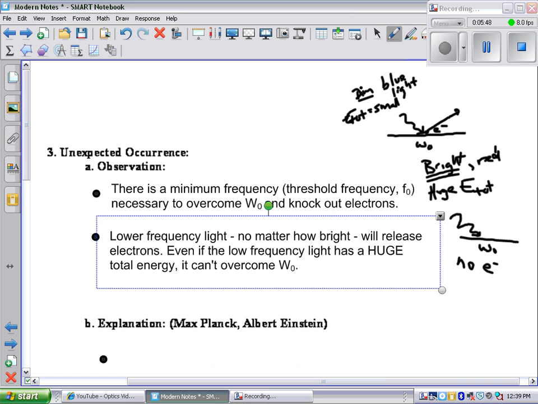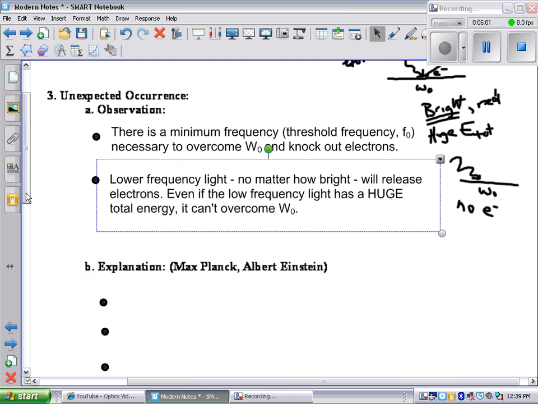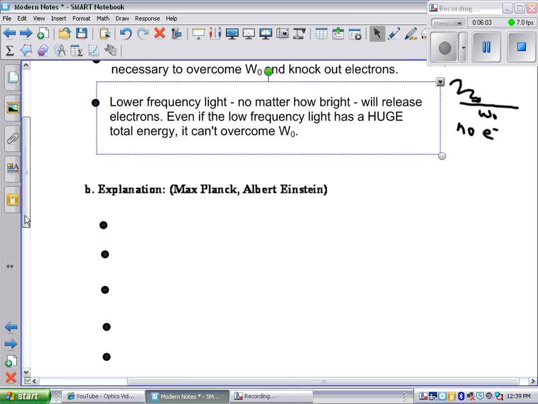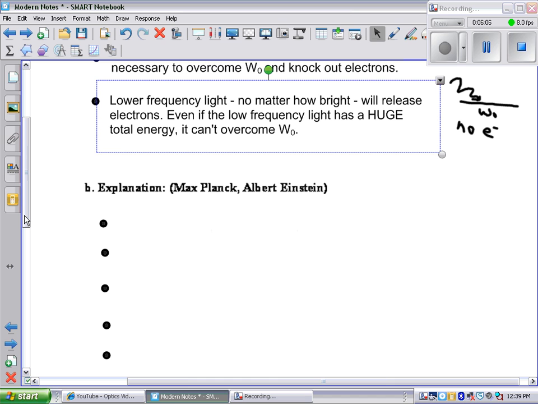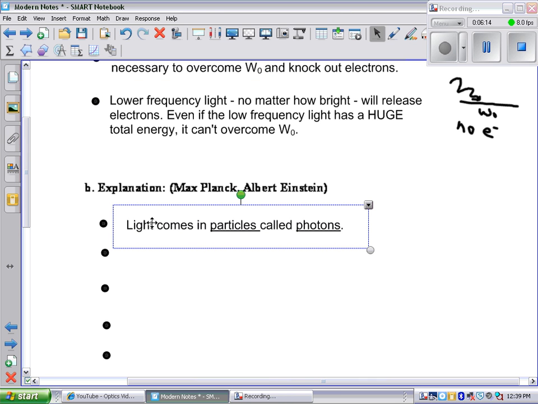And they couldn't understand that because they knew you have to have enough energy to overcome the work function, but this bright red light has way more energy than this dim blue light, and yet it's not overcoming the work function. So they couldn't figure out what was going on, okay? And the explanation came from Albert Einstein. He took the work of a guy named Max Planck and expanded it to explain the photoelectric effect. And he came up with some ideas.